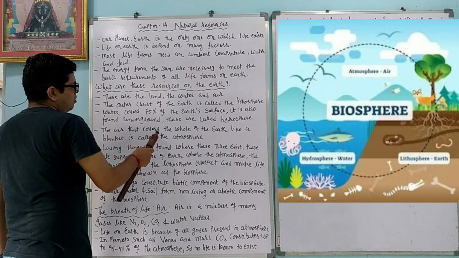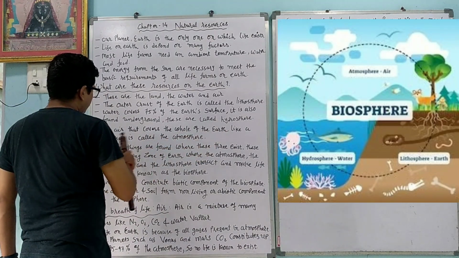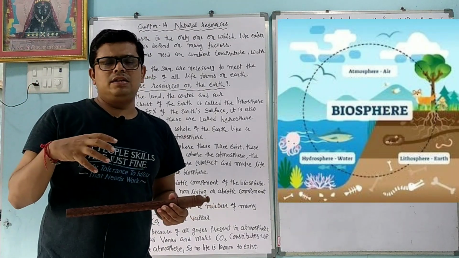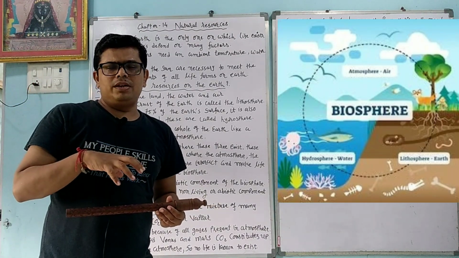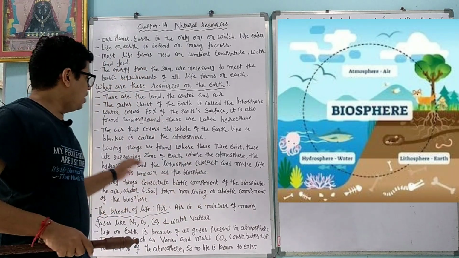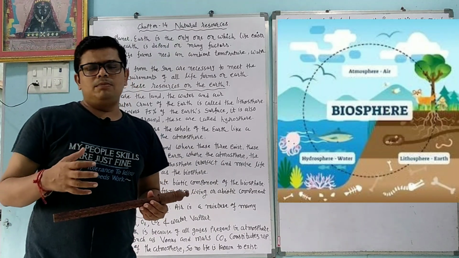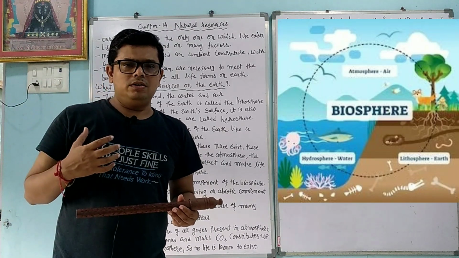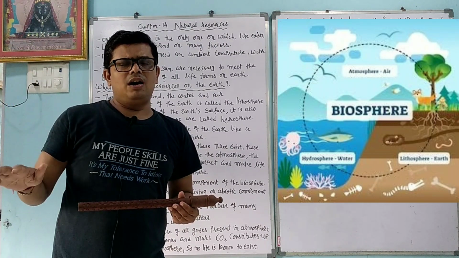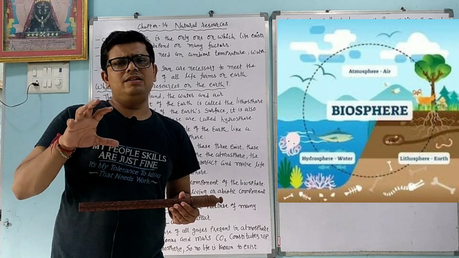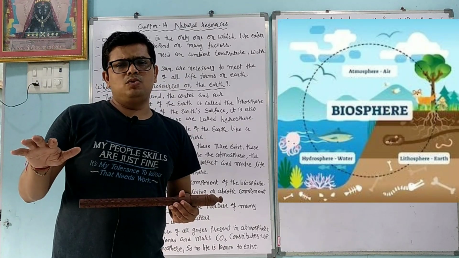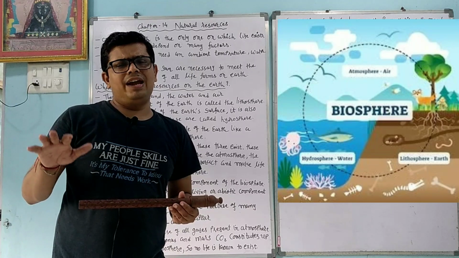The air that covers the whole of the earth like a blanket is called the atmosphere. Around the earth, air is also present, and it is called the atmosphere. One word is important: blanket. Why do we use a blanket? We want to avoid the cold. So when the temperature suddenly goes down in the atmosphere, the air acts as an insulator, so the temperature does not reduce so drastically. So it acts as a blanket.